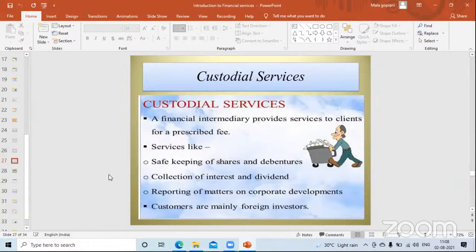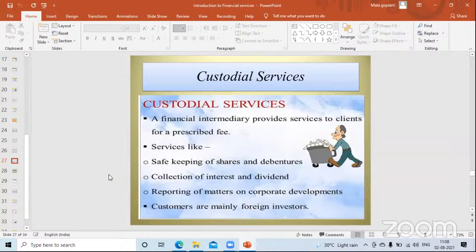Custodial means to keep it safe with you. Now you cannot keep gold, jewelry, ornaments, diamonds with yourself at home, right? In the locker. So what you do, you keep it with bank, you keep it with financial institution, or you keep it with somebody else whom you think it will be safe there, right? So that is known as custodial services. Custodial means keeping it safe.